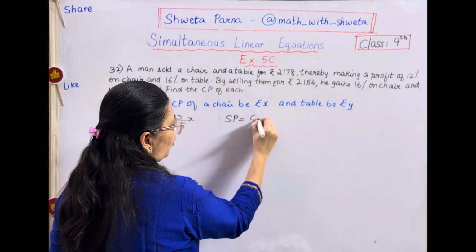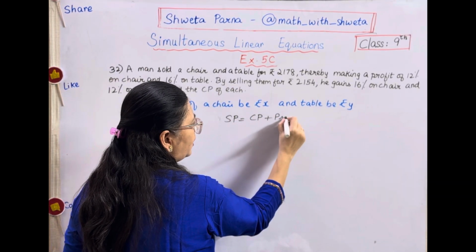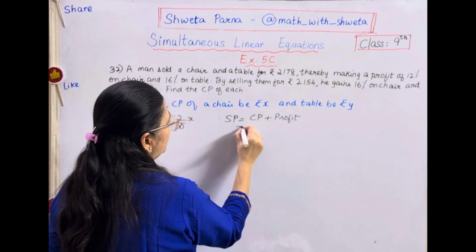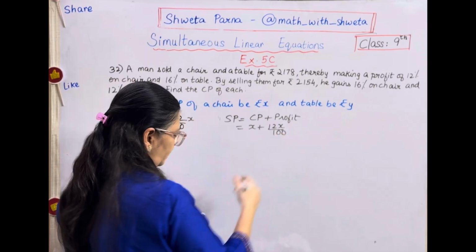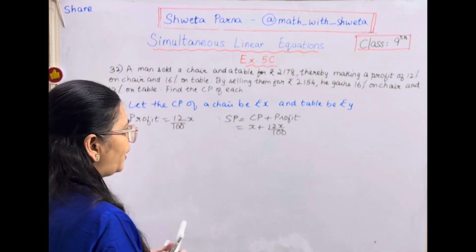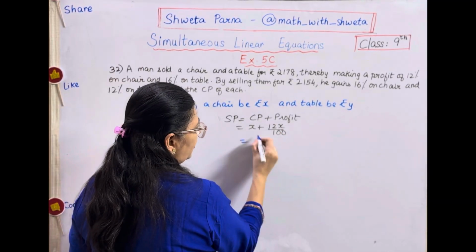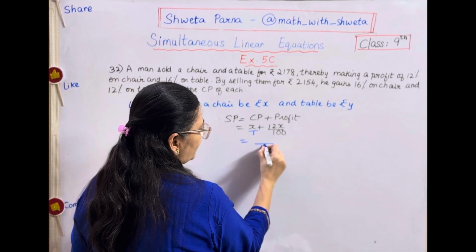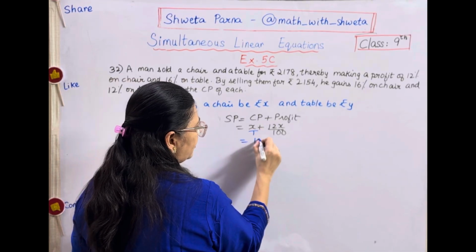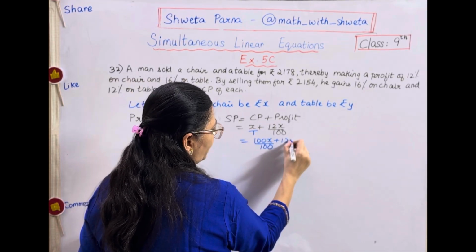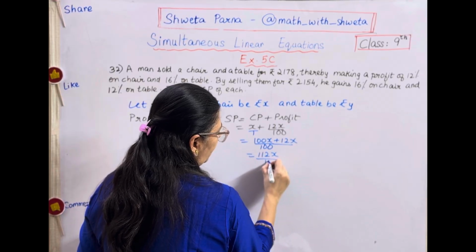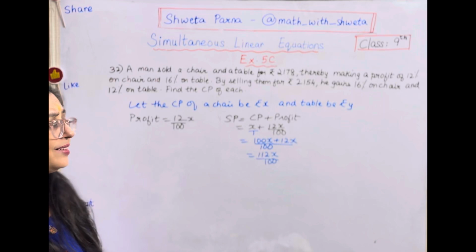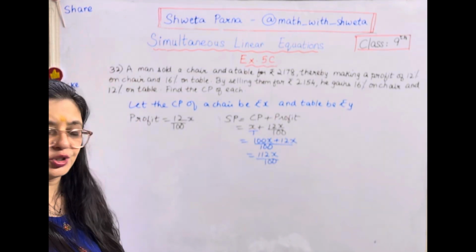Selling price is cost price plus profit, which is x plus 12x upon 100. Correct? Now you will find the LCM. So this is upon 1. LCM is 100. 100x plus 12x, which would be 112x upon 100. This is the selling price that we have got for the chair.